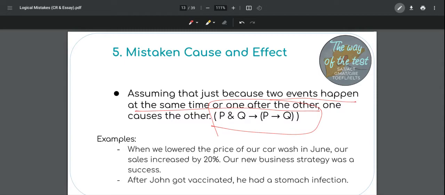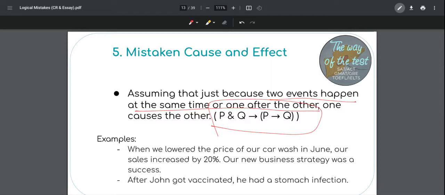If you see your horoscope and then something similar happens in your life, you may attribute that to your horoscope. Or, I don't really know too much about that, but maybe if the moon is in some specific part, you may think that's going to be a bad day for you, and then you have a bad day, and you think it's because the moon was in that specific part.